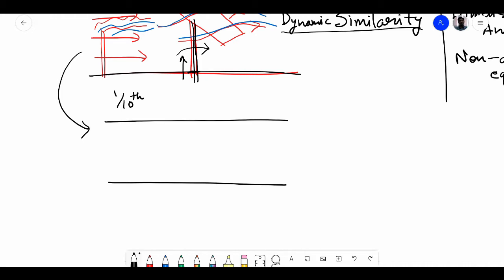depending upon what dynamic similarity allows, what equations allow, and what materials you have at your disposal. So we'll discuss all these things later on, but right now I'm just telling you how beneficial it is. So you can build a smaller wind tunnel like this. You can build a smaller model of this wing.